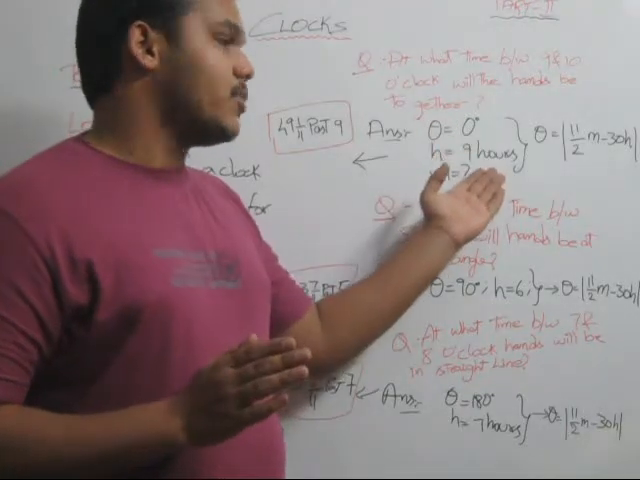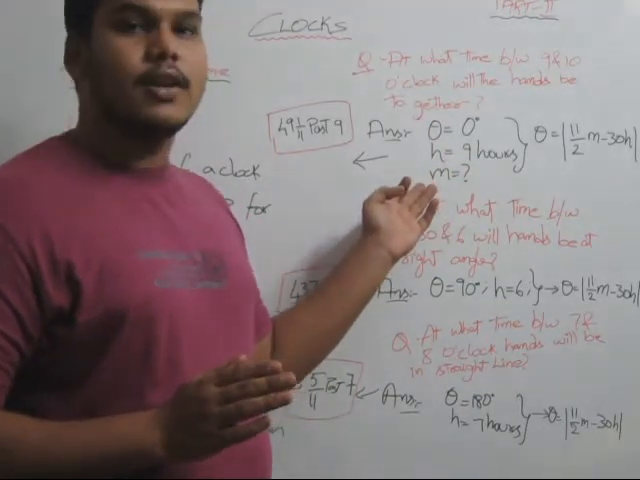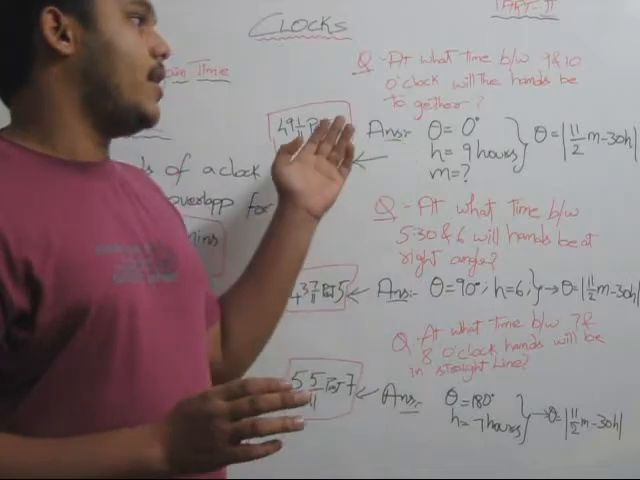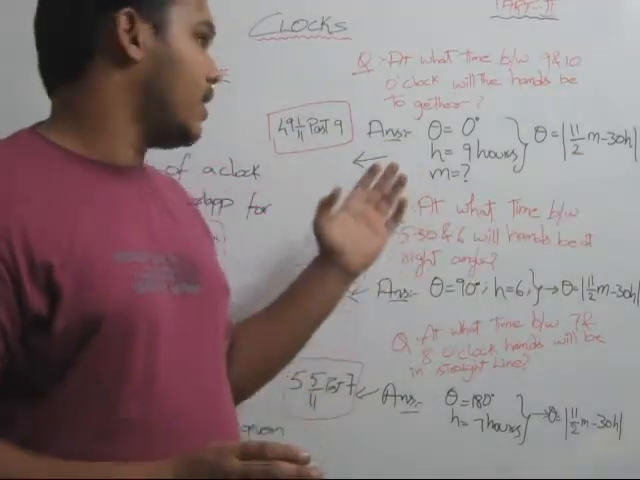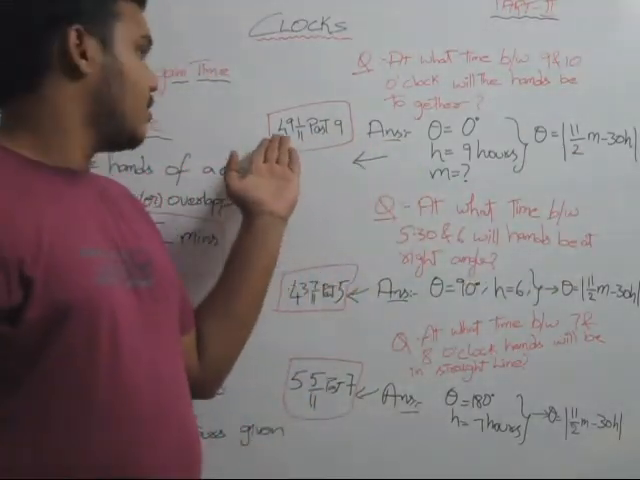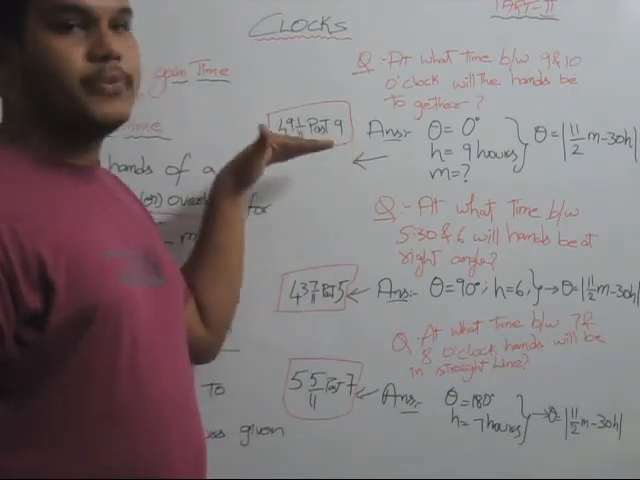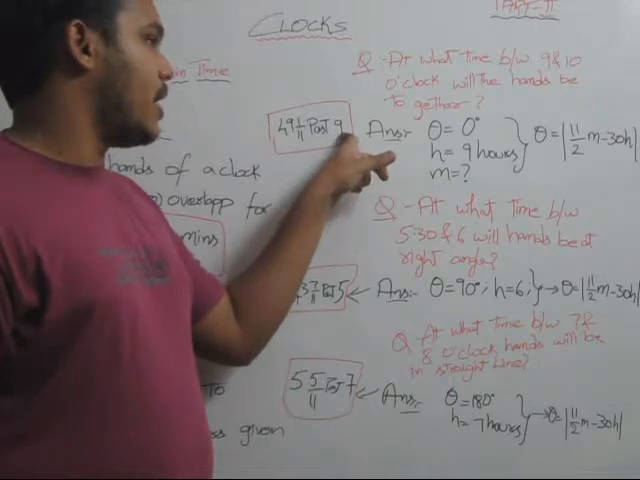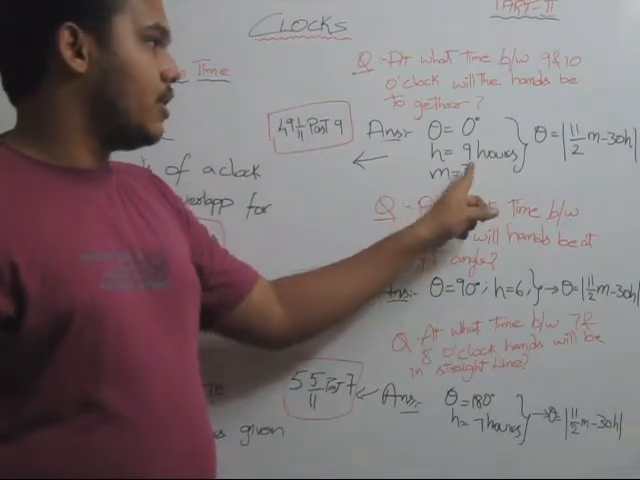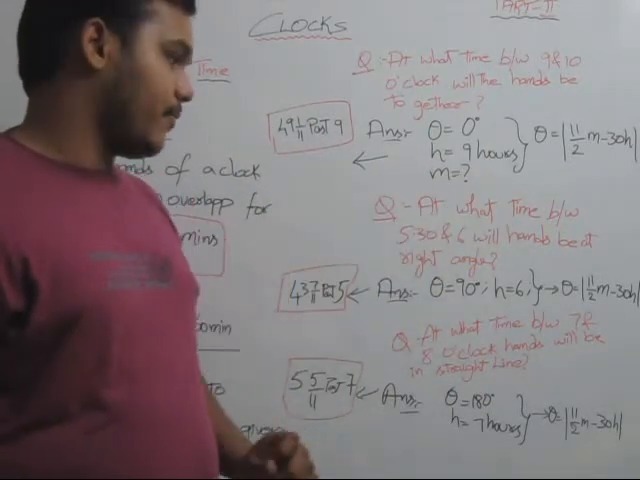And by substituting these values, you can get the value of m. I skipped the calculation part, and the final answer is 49 1 by 11 past 9. As I mentioned, the options are related to 9 hours, so I took the value of h as 9 hours.